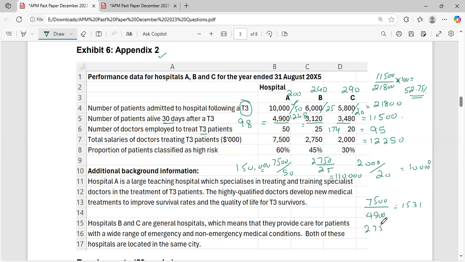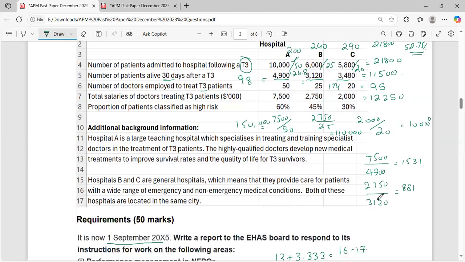Then we have 2,750 divided by 3,120. Those who can survive, it's like 2,750,000. That gives 881. Then we have 2 million divided by 3,480. It is 574, almost we can say 575.